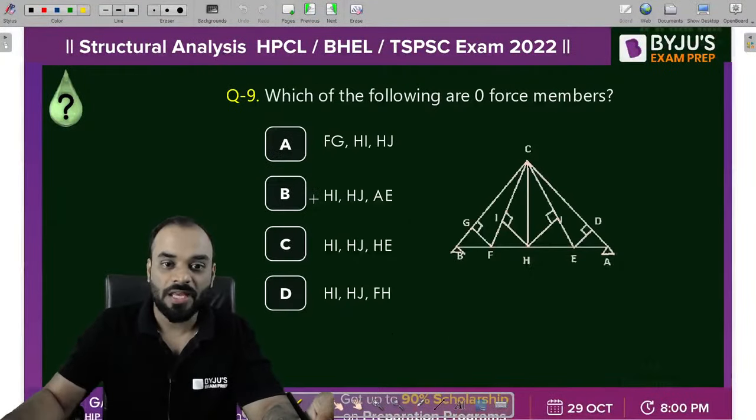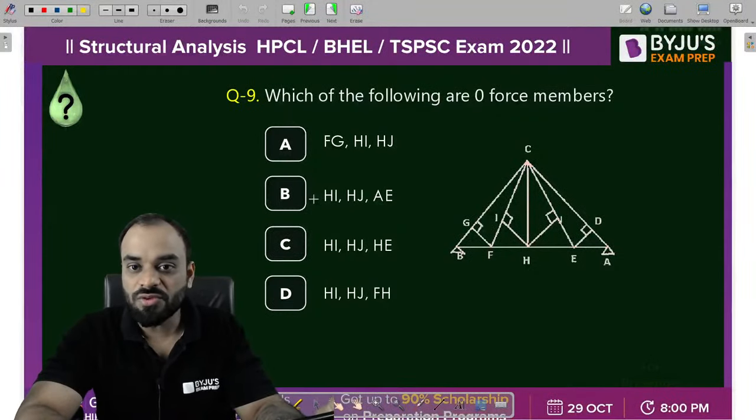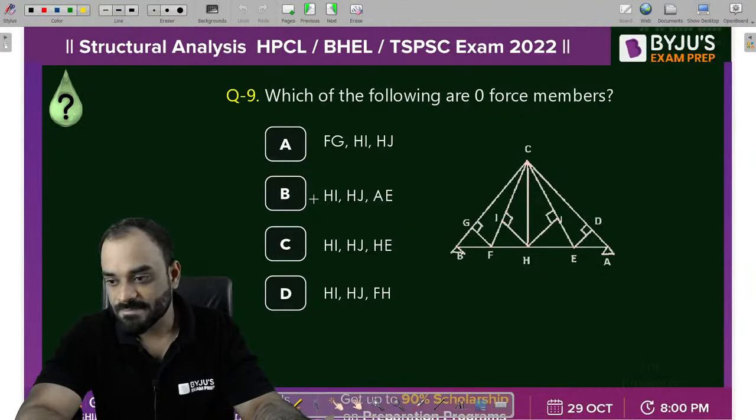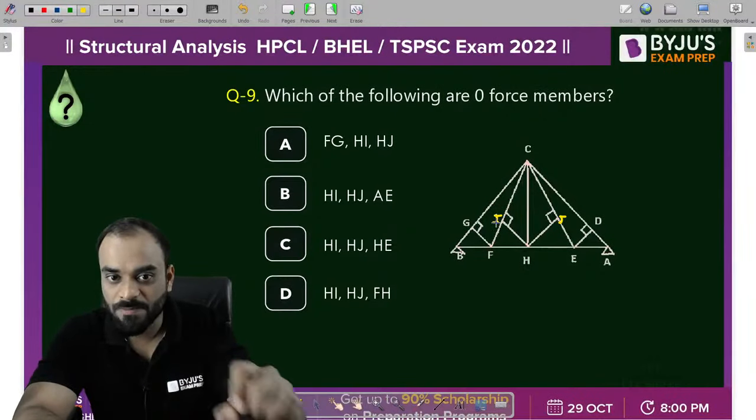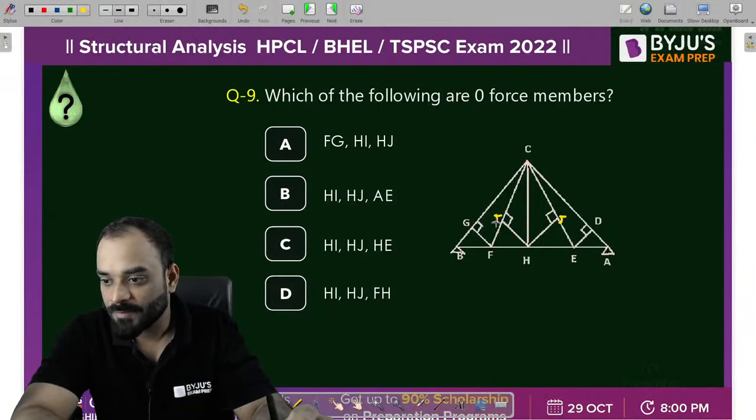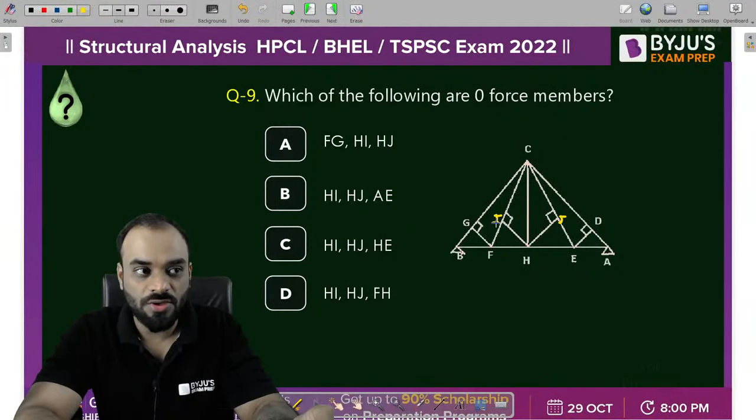Clear? Next question, guys. Which of the following are zero force members? That is the question. How many zero force members are there? FG, okay. Then HI, okay. And HJ, okay. So you can see, guys, this is basically J, this is I. Santu says A. What do the other students say? Tell me, guys.